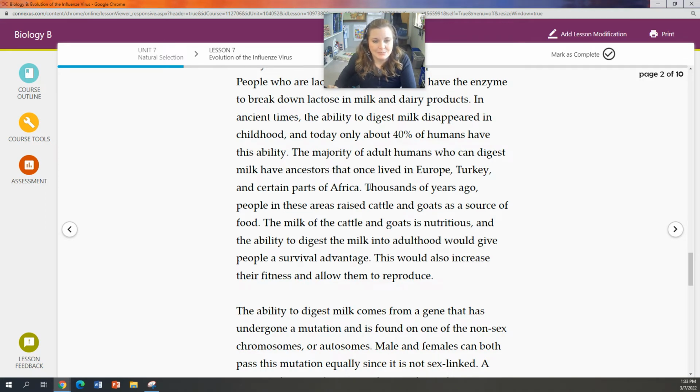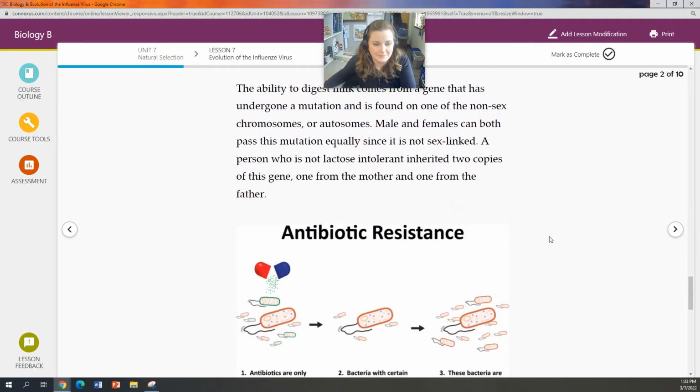And so over time, we see that people who are descendants of those that raised these cattle and goats and stuff in ancient times are more likely to have that enzyme present into adulthood. And actually, only about, it says here, about 40% of humans have this ability, which is interesting.